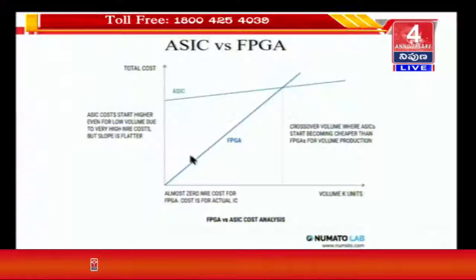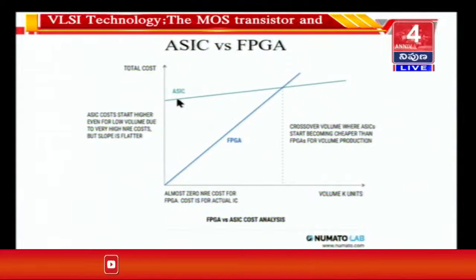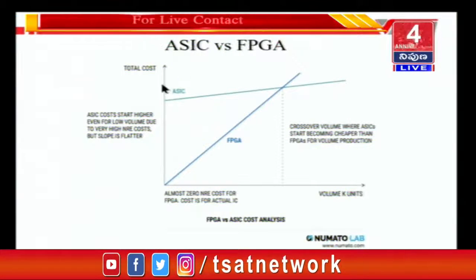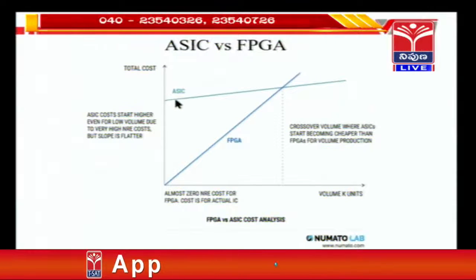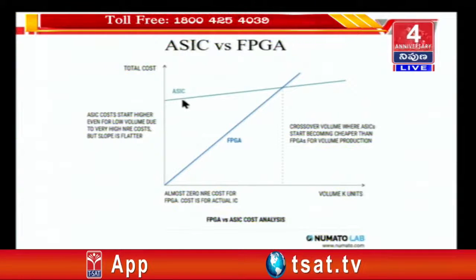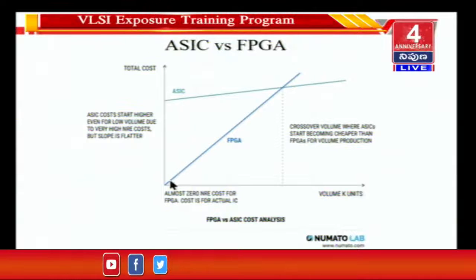Now let's see how the costs are involved. If you look at the total cost, ASIC initial costs are very, very high because, as I said yesterday, the development cost, the non-recurring engineering costs, the recurring costs, and the fixed costs all add up to a huge value for the ASIC at low volumes. Whereas with an FPGA you really don't need to worry about this. Simply buy an FPGA and use it.